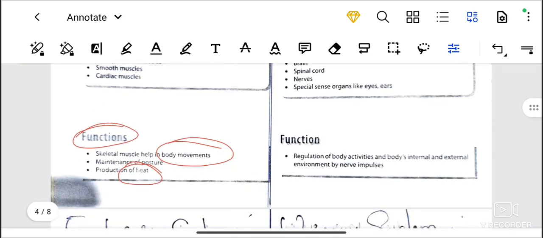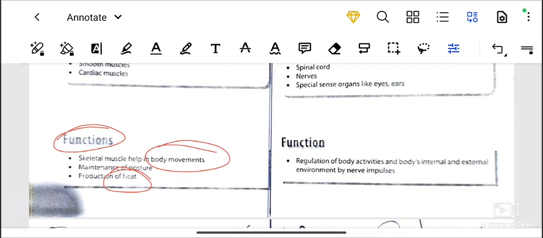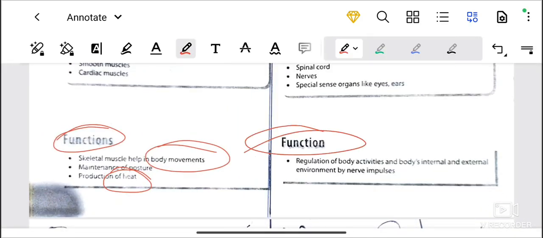The next is the functions of the nervous system: regulation of body activities and of the body's internal and external environment by nerve impulses. In the nervous system, we will study functions related to regulation of body activities like the internal and external environment by nerve impulses, with the help of neurons.